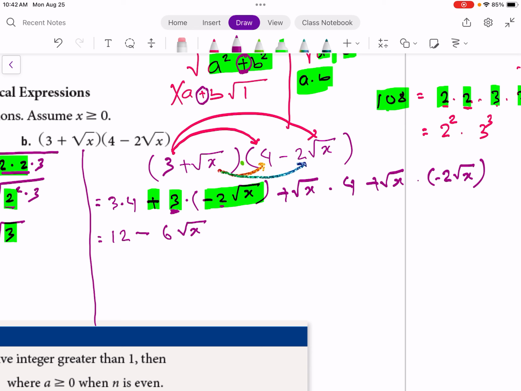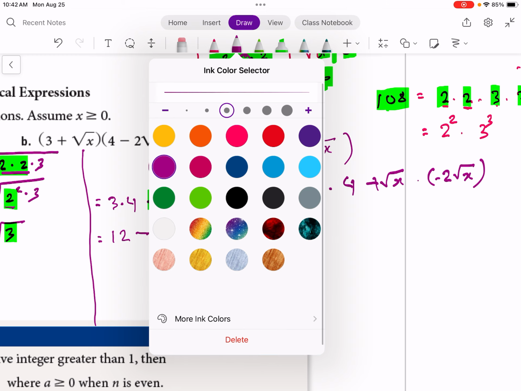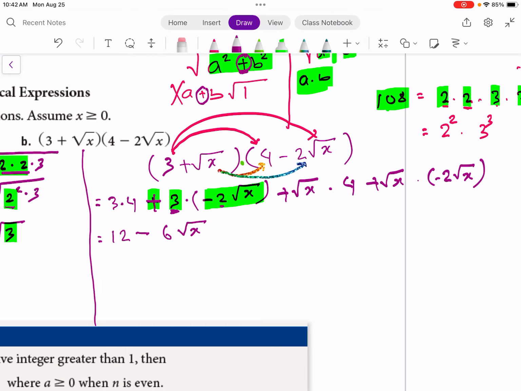Here we multiplied this positive sign and negative sign. So positive times negative, we have negative. Then we have this 3 and 2 as whole numbers. So we multiply these two, 6, and square root of x as it is.